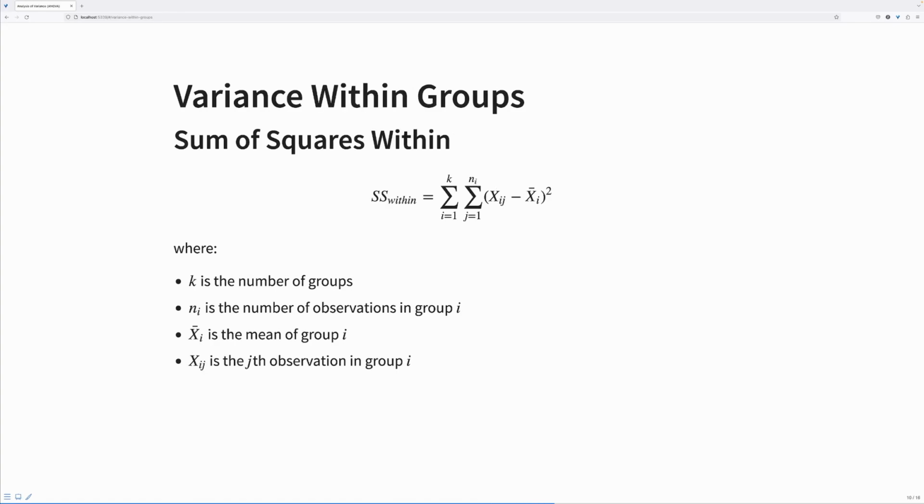And the variance within groups, also called sum of squares within, is the sum of the sum of the square of x_ij minus x bar i. So here x_ij is the jth observation in group i.